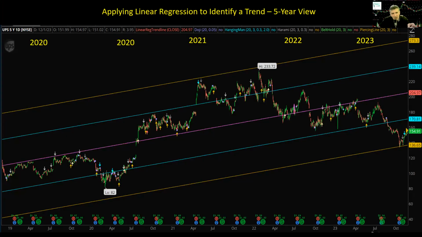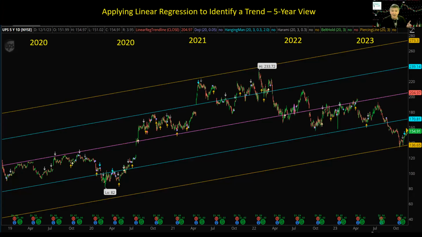Now, the image that we have right now is basically a 5-year view of the company UPS, United Parcel Service. Of course, everybody knows that. But check this thing out, man. From 2020, actually, it really begins the end of 2019, all the way through our current period, it's trending up. And that's what the linear regression line does. It shows us as clearly as it can possibly be that it is an upward trending 5-year view stock.